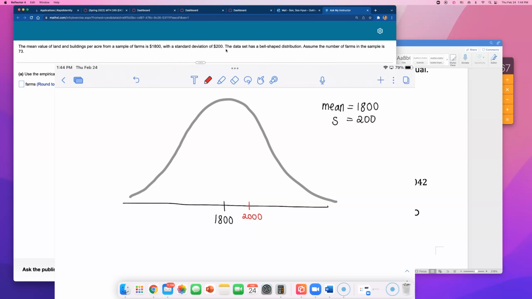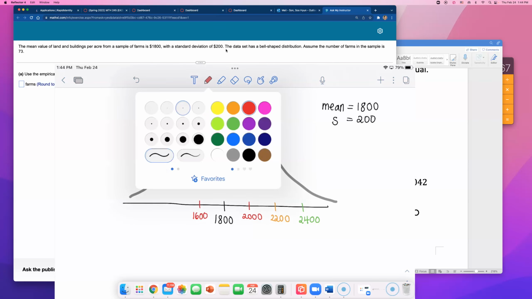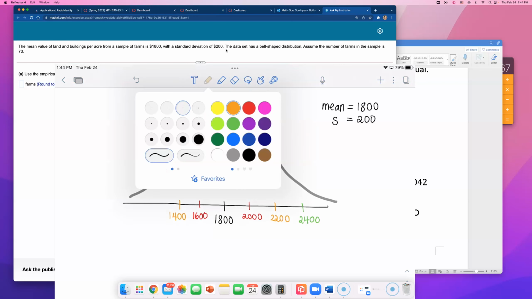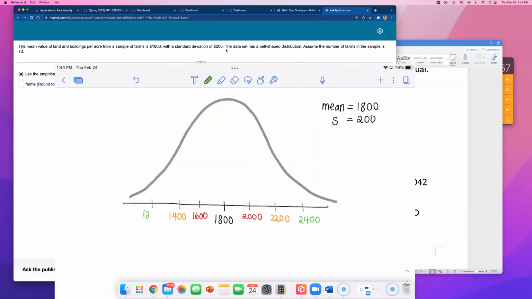It's hard to see. How about I use orange now? 2200. And you just do one more, 2400. Okay, you're just going 1, 2, 3 standard deviations up. Now let's go down. 1600, 1400, and 1200. Just add and subtract the standard deviation to divide up the bell curve.